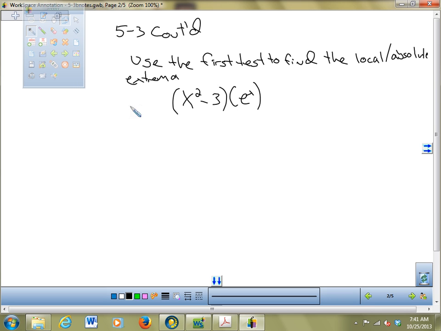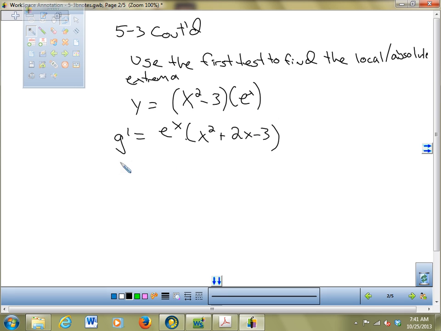So if this is your function, and I'm just going to tell you that the derivative of this comes out to be, I don't want to go through everything because I'm in a rush, e to the x times x squared plus 2x minus 3. If you took the derivative of the first times the second plus the first times it, because this is product rule.